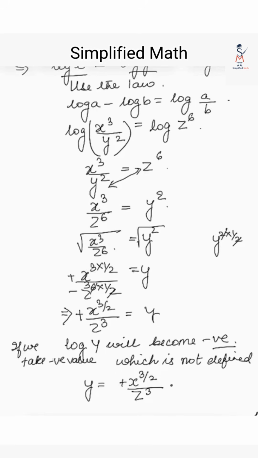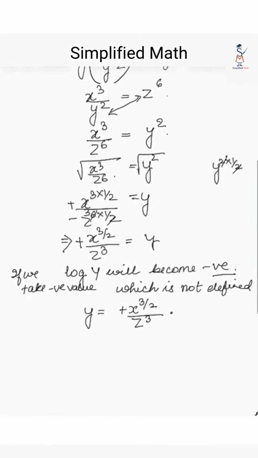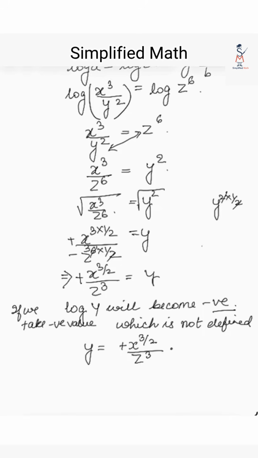You can write here that if we take the negative value, log y, because here it was log y, will become negative, that is not defined. So y is only the positive value of x to the power 3 by 2 upon z raised to the power 3. Fine. And if you take the square root of 4, then it becomes plus minus 2. Both the values are taken, plus 2 as well as minus 2. But here we will take only the plus value, because if we take the negative value, the log will become negative, which is not defined.